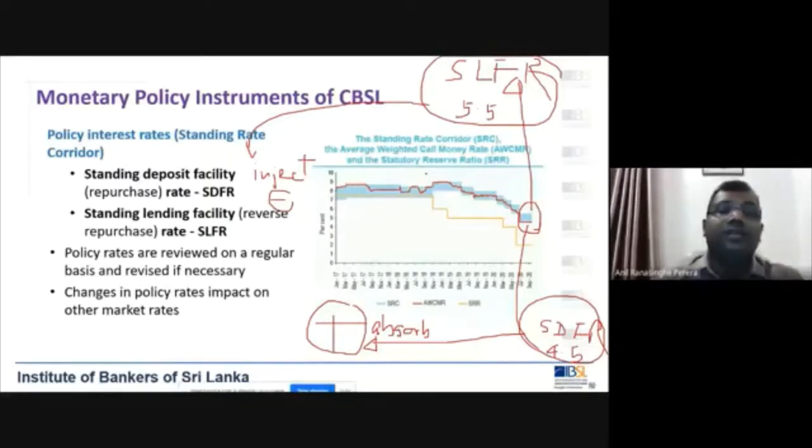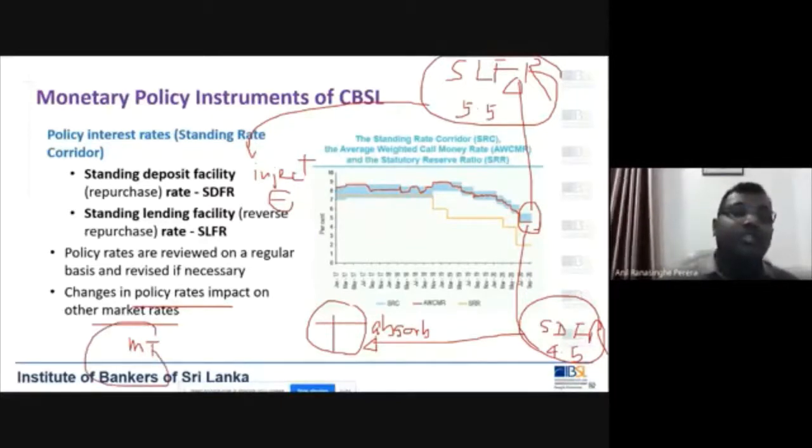Now, as I said, any changes in these policy rates have an impact on other market rates. Remember, I called it monetary transmission. So the monetary transmission is happening with the changes in interest rate. To understand the monetary transmission mechanism, we can look at the first line here, the red line. This red line is called AWCMR, which means average weighted call money rate.